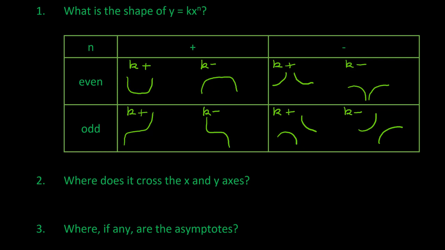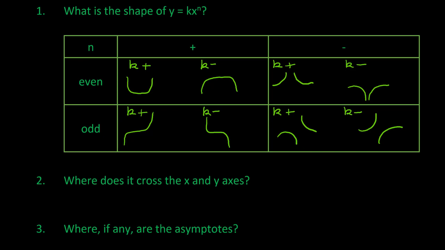Now, if n is positive, but it's an odd number, so that would relate to the cubic function. If k is positive, we know it comes up and across this way, as you can see. If it's negative, it comes down and across the other way.